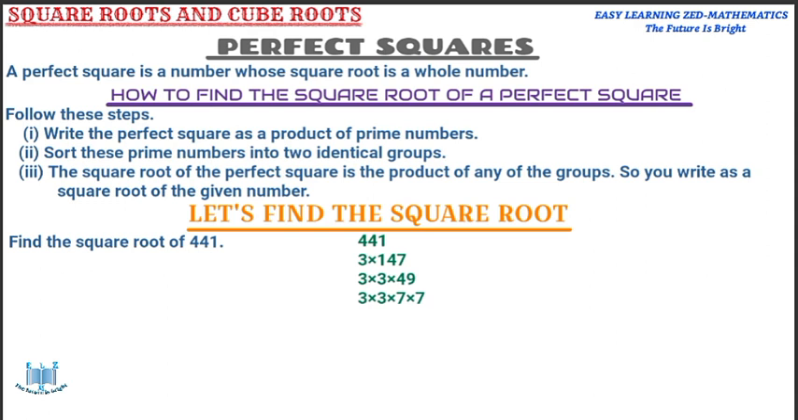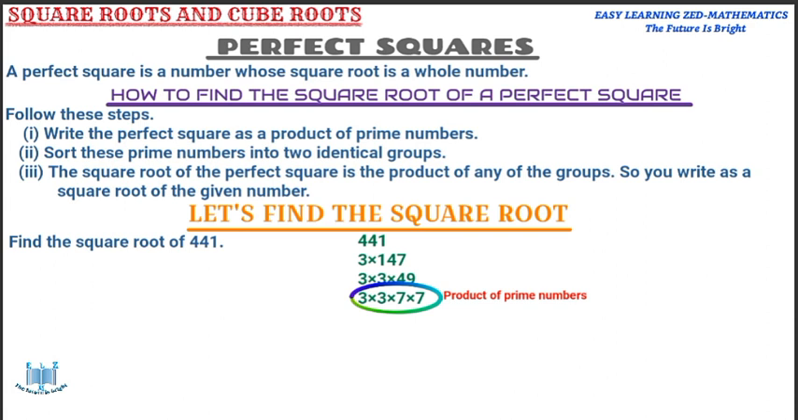If you multiply 3 by 3 it will give you 9. 9 by 7 will give you 63. 63 by 7 will give you 441. So now we have expressed 441 as a product of prime numbers. So here I can say product of prime numbers. Now we have expressed 441 as a product of prime numbers.